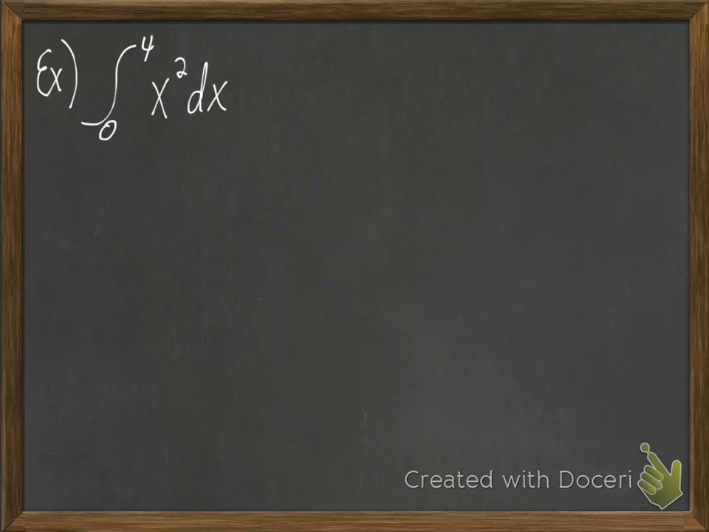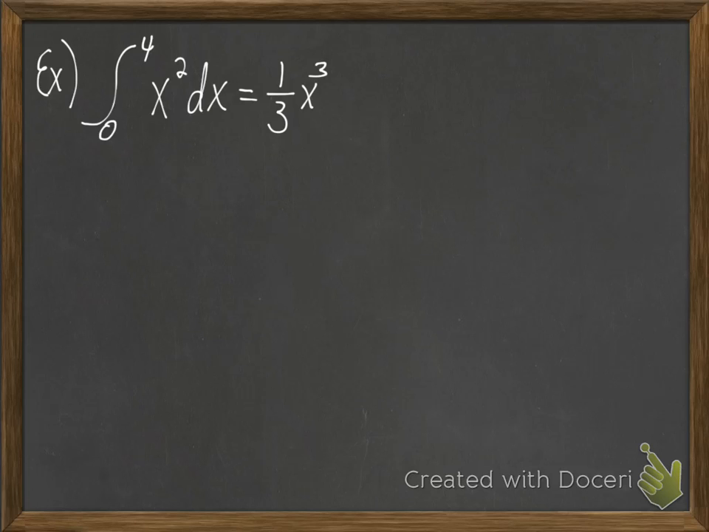So that would become 1/3 x cubed. Now normally for an indefinite integral we'd have the plus c there, so we get the family of antiderivatives. But we need only one antiderivative, so we can pick whichever one of the infinite number of them there are. So we pick the one where the constant's 0.